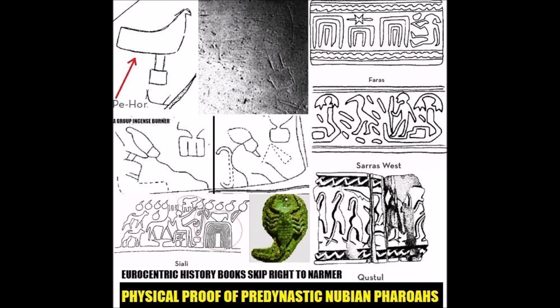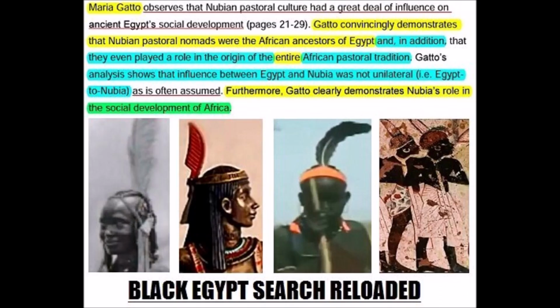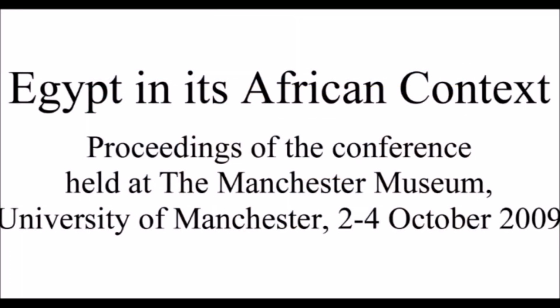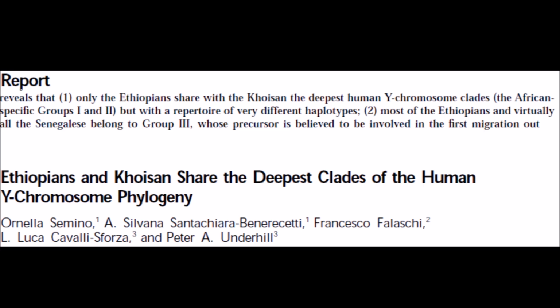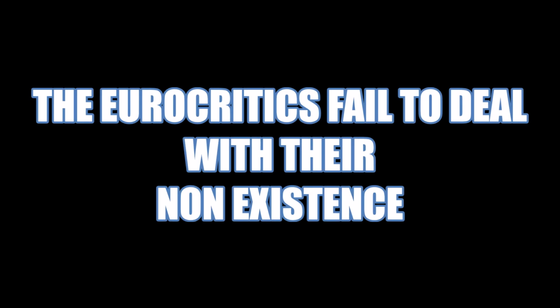The commonalities between Egyptians and tropical African cultures going back to the Neolithic is something that has been talked about for years. We see here that Ethiopians and Khoisan share the deepest clades of the human Y chromosome. This was before any Caucasian or Asian or Eurasian existed.